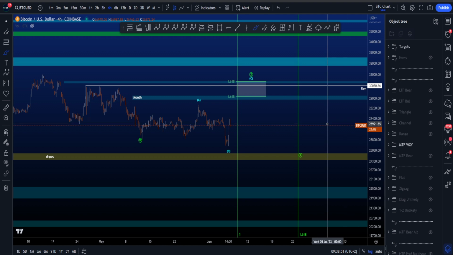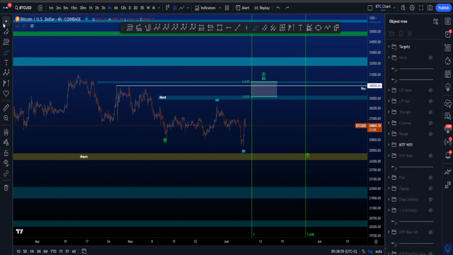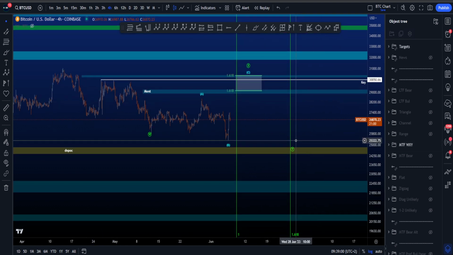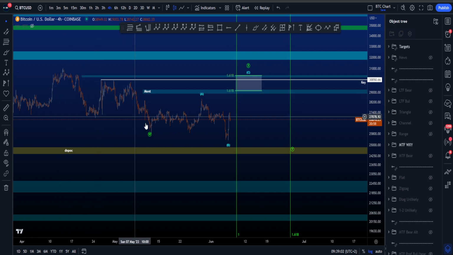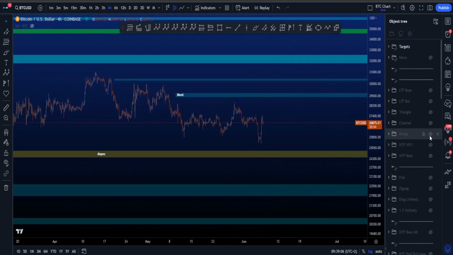Now this also means that the corrective structure in total, the whole structure, is going to take a lot more time, because now we are still finishing X, then still expecting a wave Y, which in time is usually quite comparable to a W. So we'll be going sideways for a lot longer if this is actually the case.